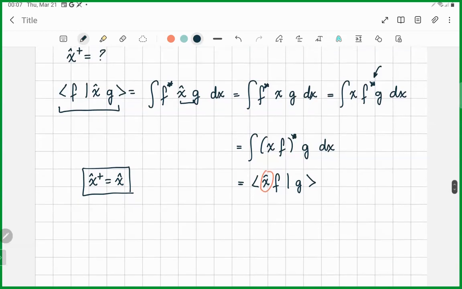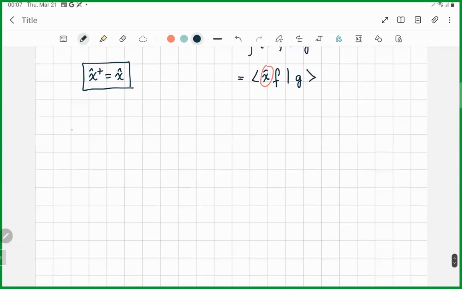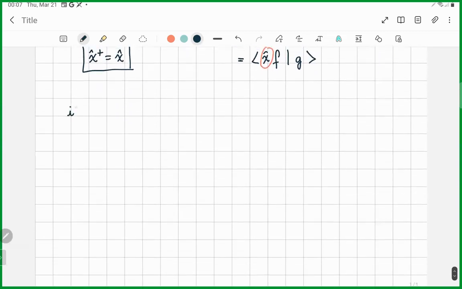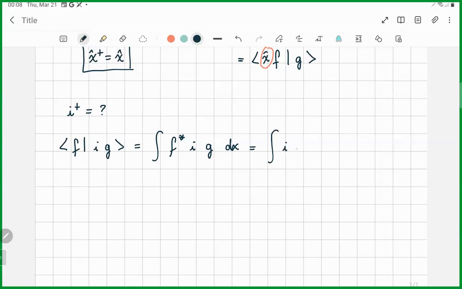Okay, so now let's go to the next case, which is to find the Hermitian conjugate of i. Same procedure: f, i next to g. This is an integral, f conjugate, i, and g. i is just a number, I can move it around with no problem. Now, how can I put this i inside the conjugate? Okay, well, then I have to be careful and change its sign. I put i, f conjugate, g.